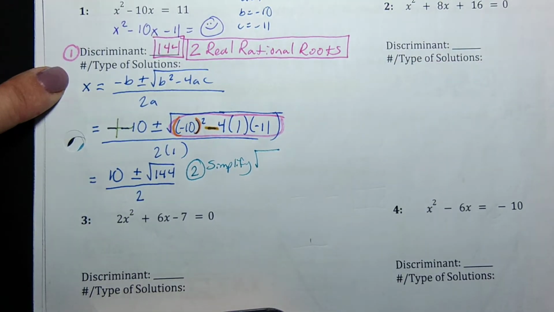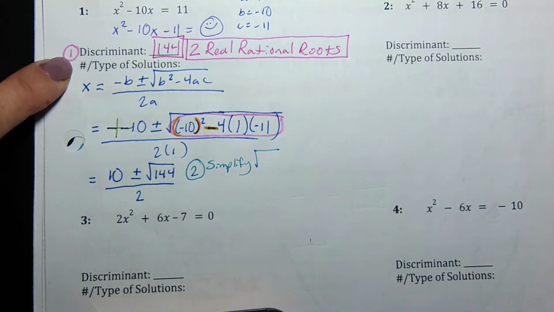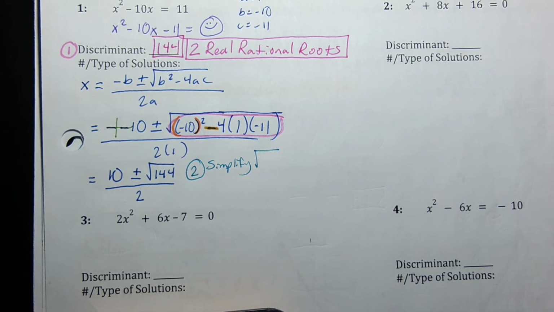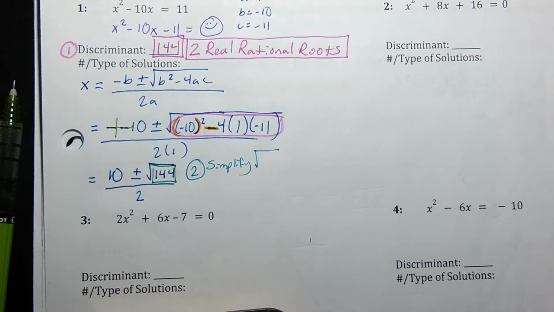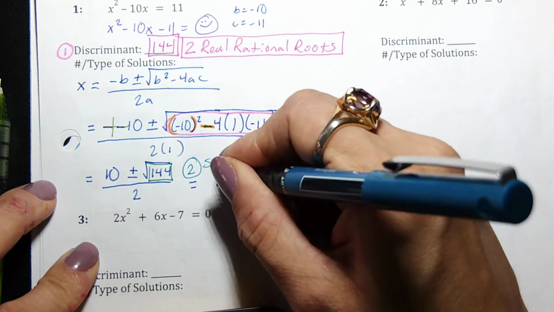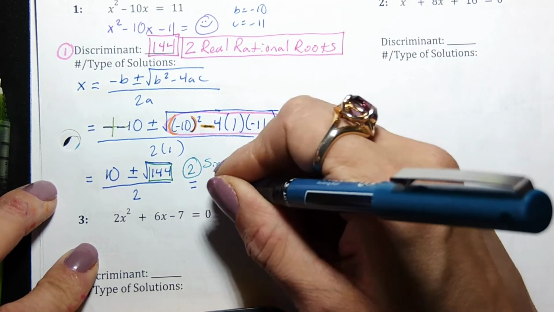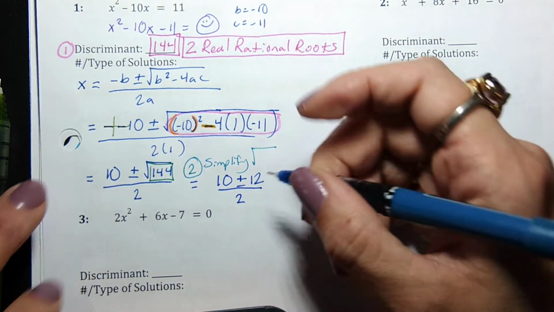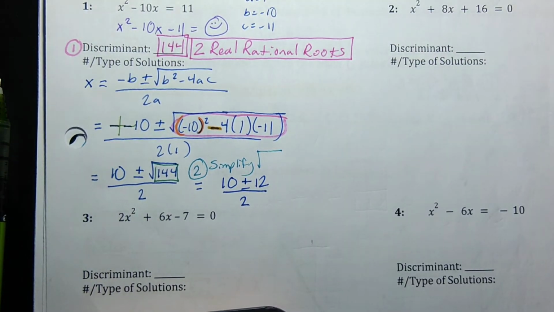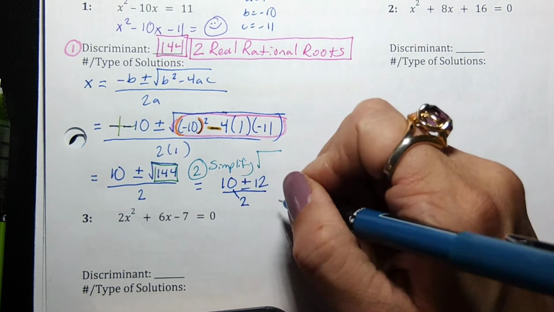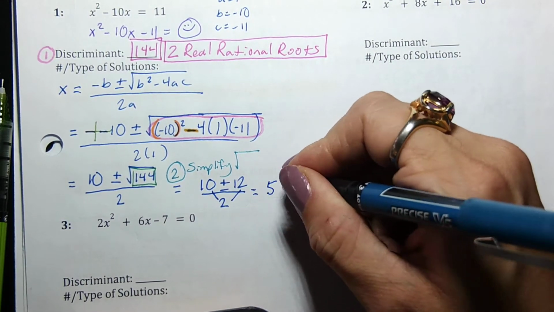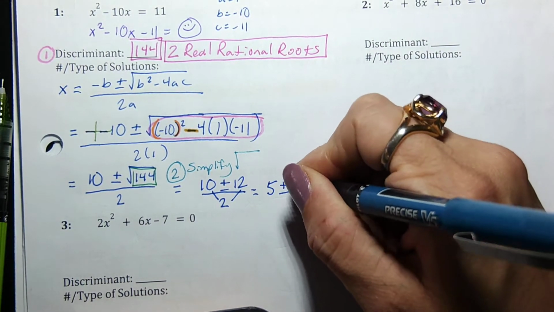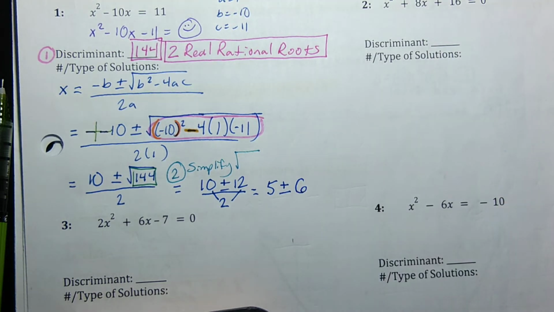So step 1 was finding the number under the square root. Step 2 is simplifying the square root. Well, the square root of 144 is 12. So then we get 10 plus or minus 12 divided by 2. Next step, we can use division distribution. 10 divided by 2 is 5, and 12 divided by 2 is 6. So 5 plus or minus 6.